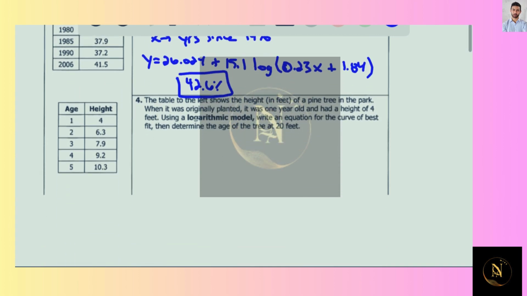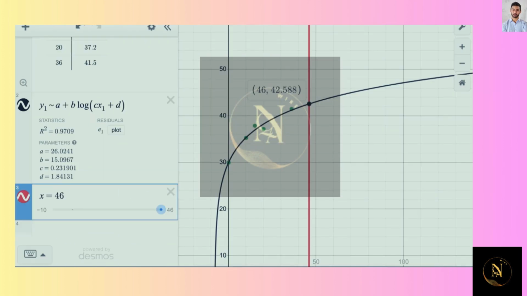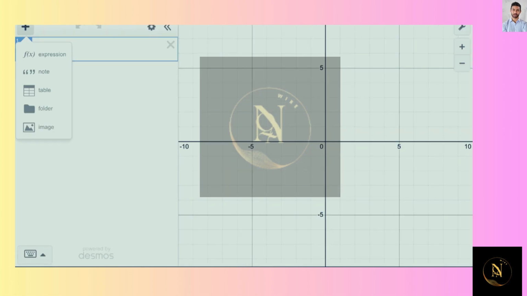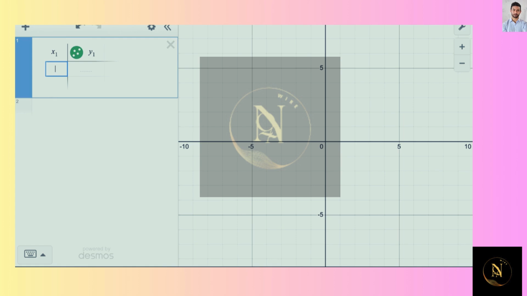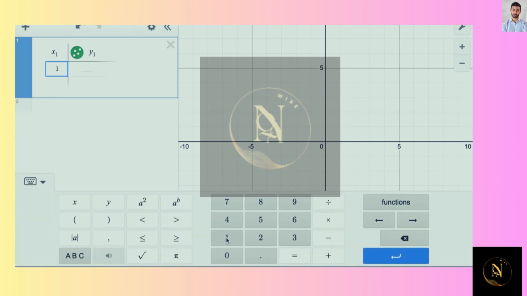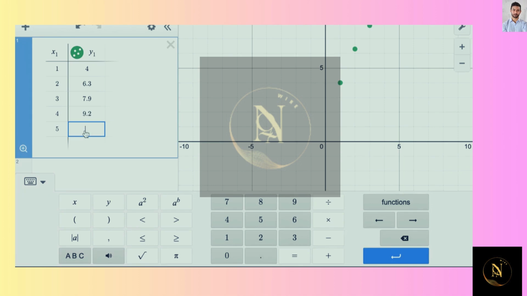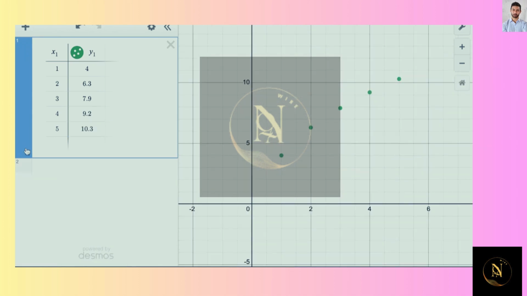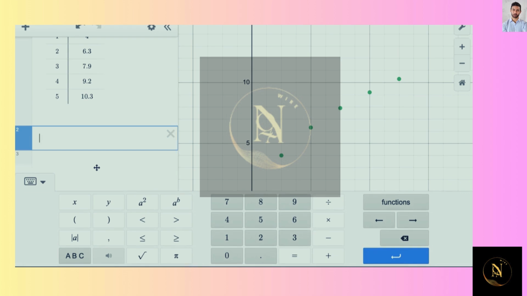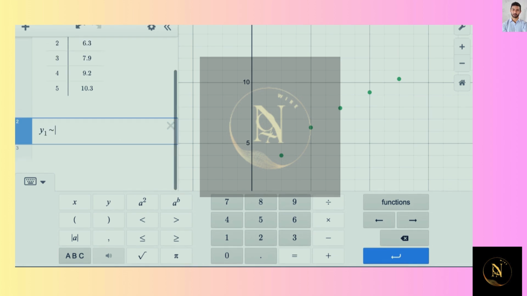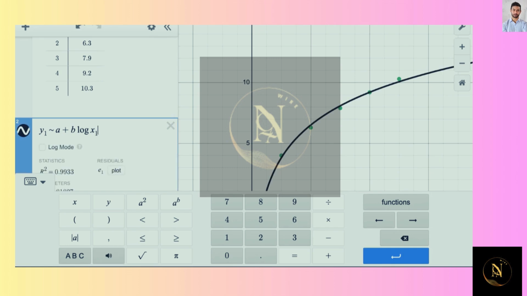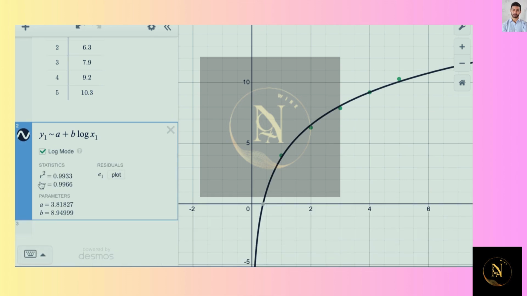Last one, we don't need to adjust x value, so that's convenient. So I'll add my table, 1, 2, 3, 4, 5. So it's 1, 4, 2, 6.33, 3, 7.94, 4, 9.2, and 5, 10.3. We want a logarithmic model. I'll start to see if we can do a simple a plus b log x. That does work out for us.